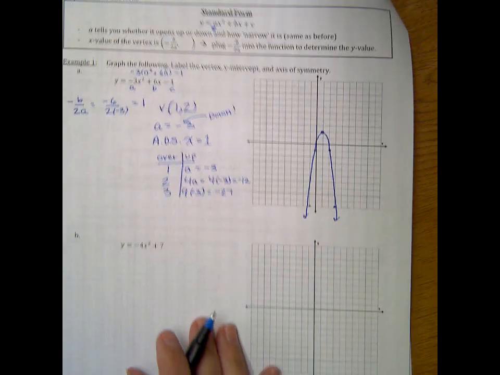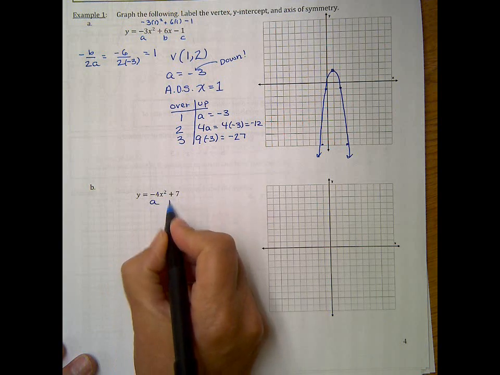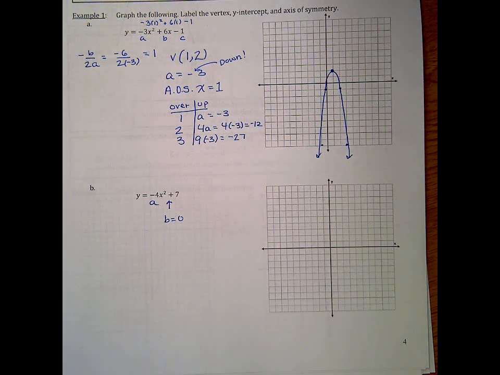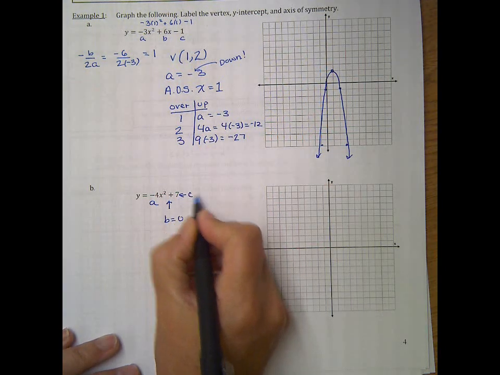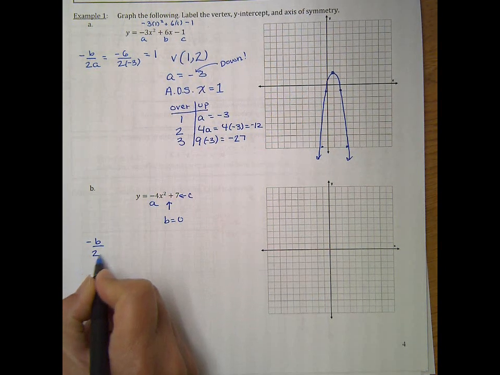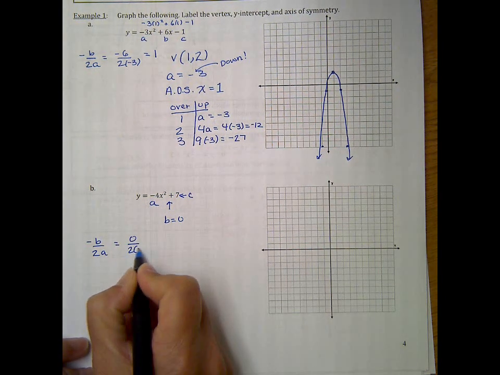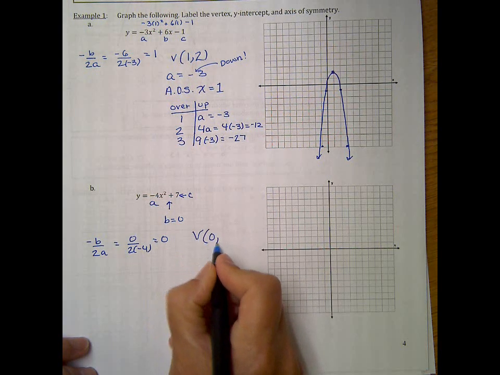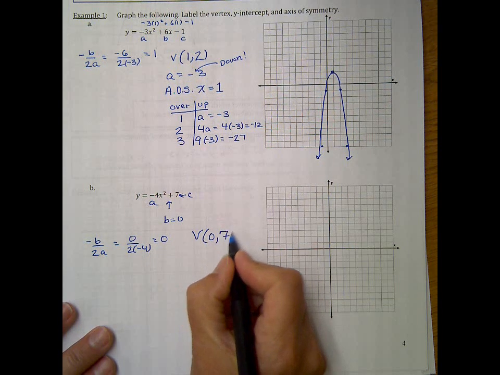Okay, so next one, our a value. Our b value, there's no x term, so our b value here is 0. So our b is 0 because there's no x term, and our c is 7. So opposite b over 2a would be just 0 over 2 times negative 4, which is, of course, just 0. So the x coordinate of the vertex is 0. We plug that back in, and we're going to get 0 plus 7, so 7 is our y coordinate.